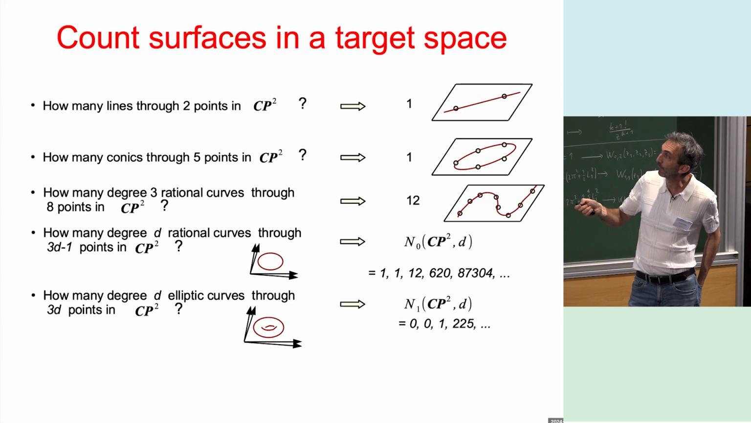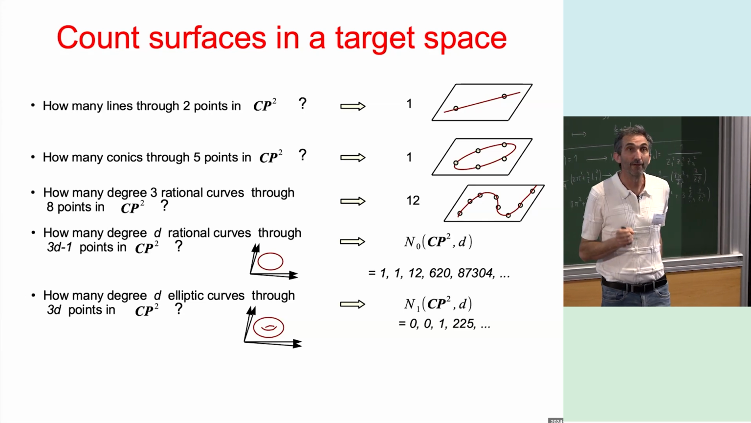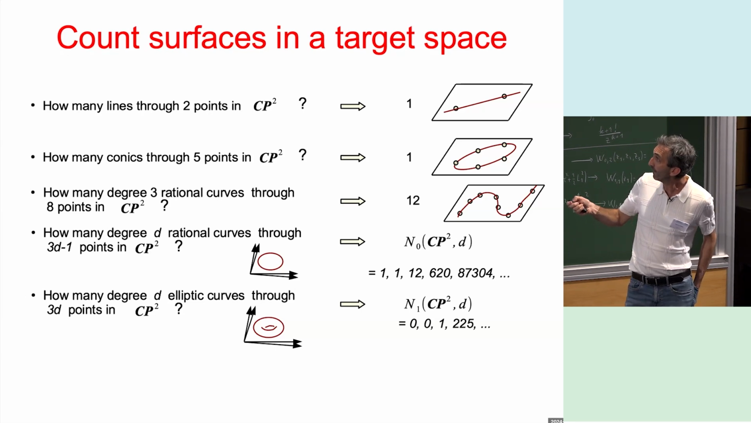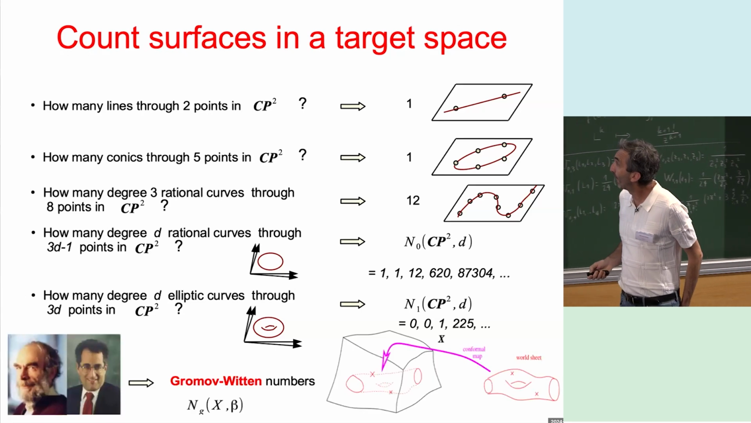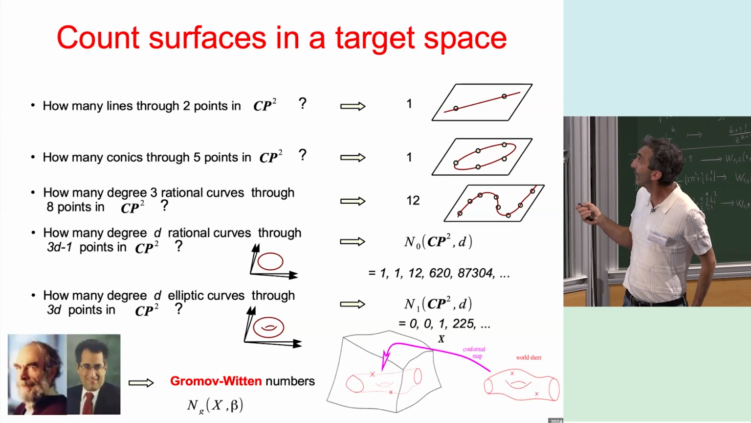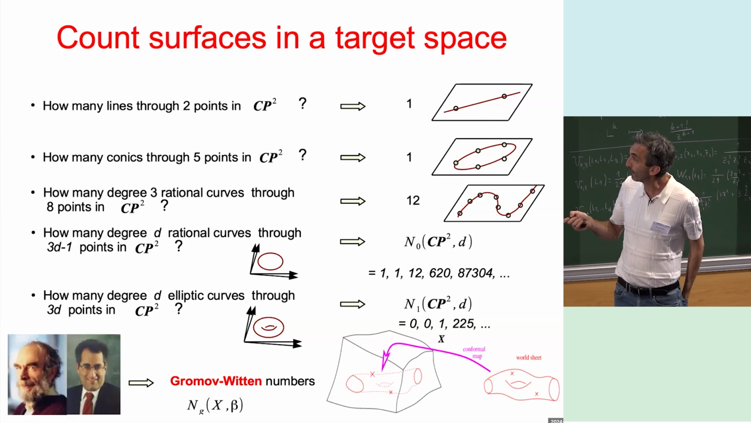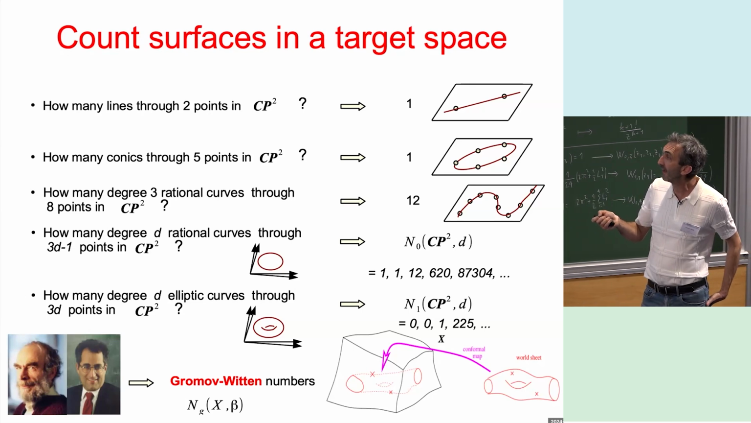How many genus 1 curves, how many elliptic curves of degree D through 3D points? And, well, elliptic curves must have degree at least 3. There is no elliptic curve of degree 1 or 2, but it starts at 3, and then these are these numbers. Okay. And in fact, this is an example. So all this is an example of Gromov-Witten numbers. And in general, what is Gromov-Witten numbers of a certain target space X on degree beta on genus G? What is NG X beta?